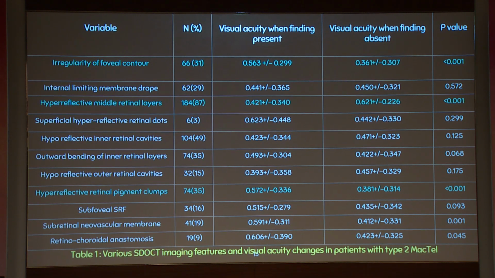In table 1, the various SDOCT imaging features and visual acuity changes in patients with type 2 MacTel were seen, and the most common were irregularity of foveal contour, hyperreflective middle retinal layers, and hyperreflective retinal pigment clumps.